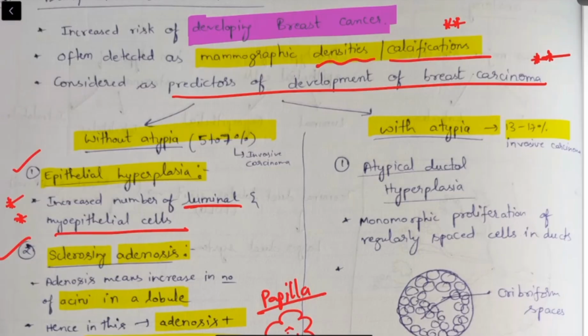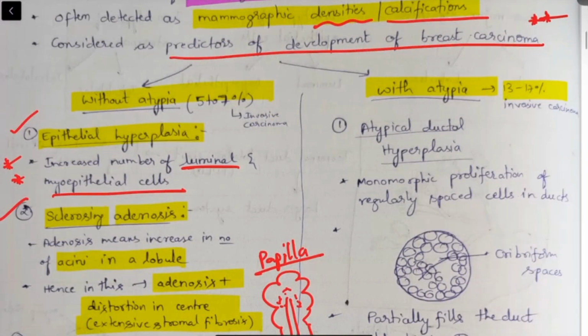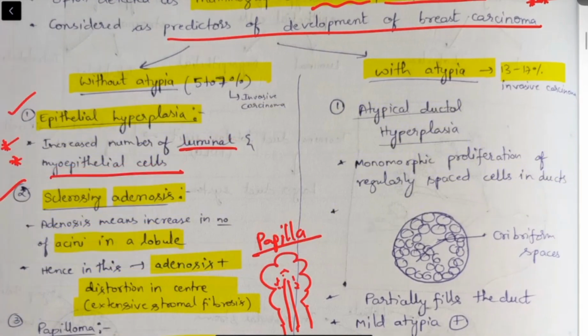Under this there are two conditions. One is atypical ductal hyperplasia. Why do we call it atypical? Because there is no specific pattern, it can be anything. For that reason it is called atypical. In atypical ductal hyperplasia, there will be ductal hyperplasia, that is monomorphic proliferation of regularly spaced cells in the ducts. So this is monomorphic, it is all one type.